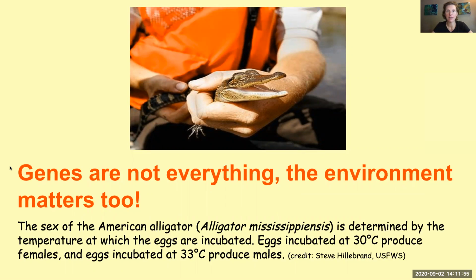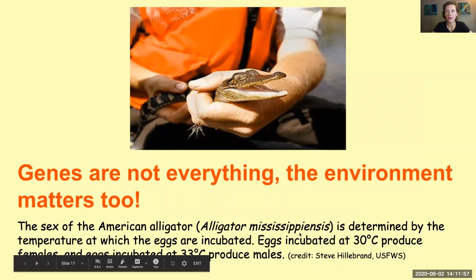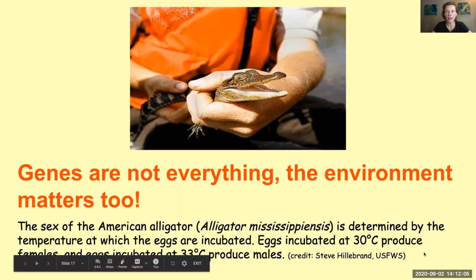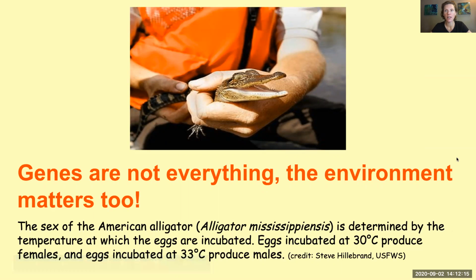So this is the case of the American alligator, Alligator mississippiensis. Sex is dependent on temperature in these guys. Eggs incubated at 30 degrees C produce females, and eggs incubated at 33 degrees C produce males. This is a type of temperature-dependent sex determination that is seen in alligators and turtles and many different reptiles.